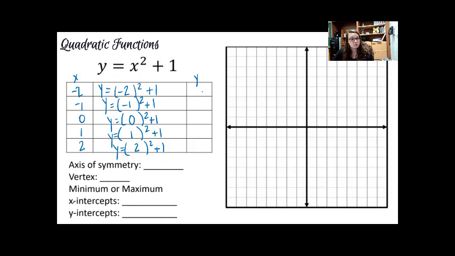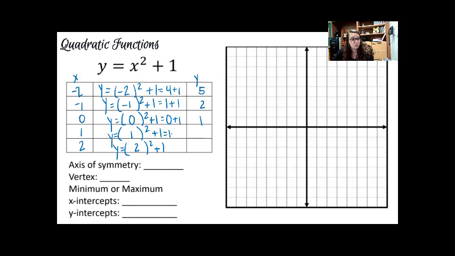Let's see what y equals when we simplify. (-2) squared is -2 times -2. That's 4 plus 1. y is 5 on that one. Next, I've got (-1) squared. -1 times -1 is just 1, plus 1 is 2. On this one, 0 squared is 0, plus 1 is 1.